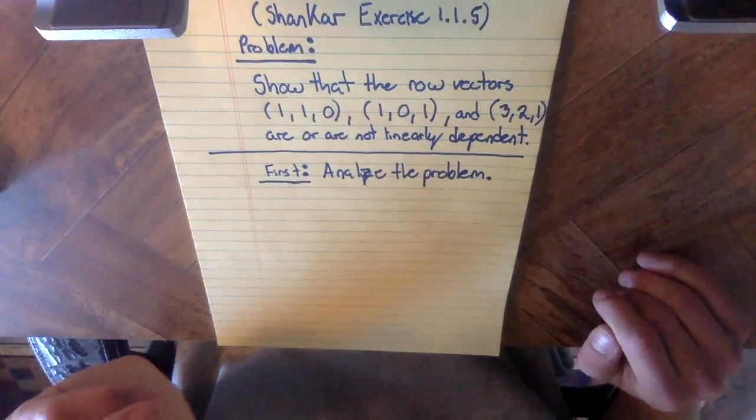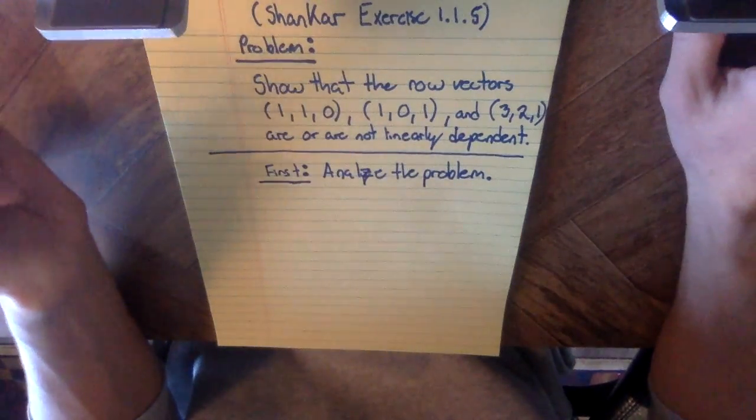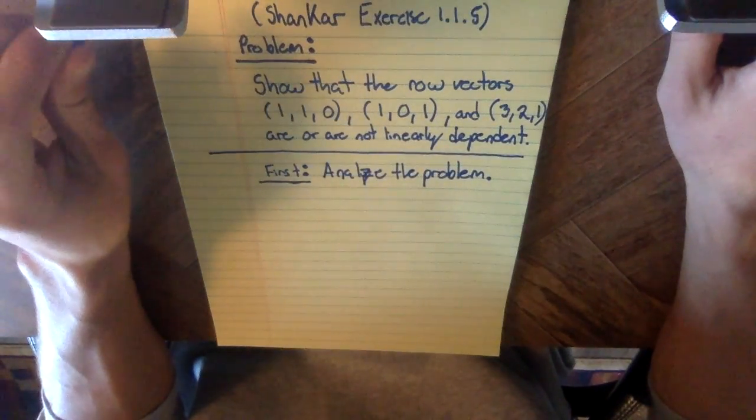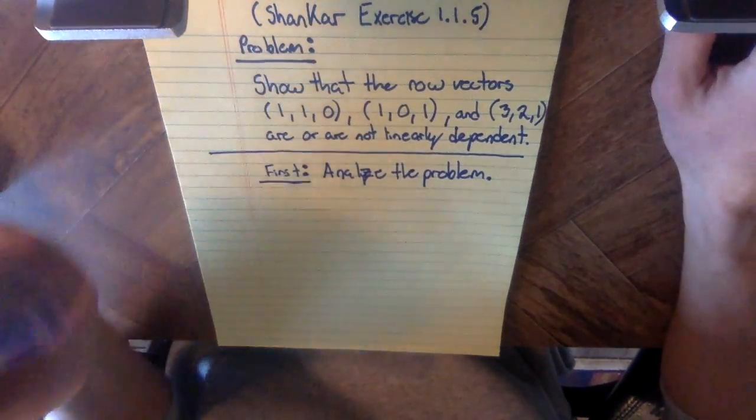You can find that on page 5. It is exercise 1.1.5. The first one is: show that the row vectors (1, 1, 0), (1, 0, 1), and (3, 2, 1) are or are not linearly dependent.